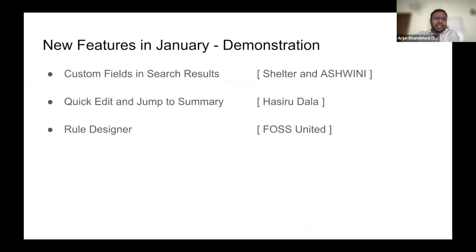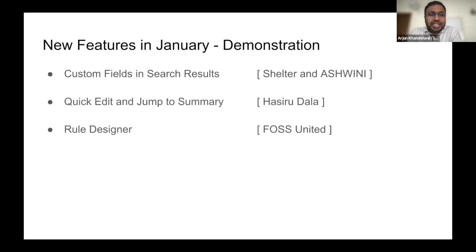So now we will look at the new features that we have developed in January. These are some of the features that we've developed and we would be showcasing. First is having custom fields in search results. Another is quick edit in the forms and jump to summary. And another thing that we'll look at is we've been working on rule designer, which will be rolling out in the month of February. These efforts for developing these features have been supported by various projects using Avni.